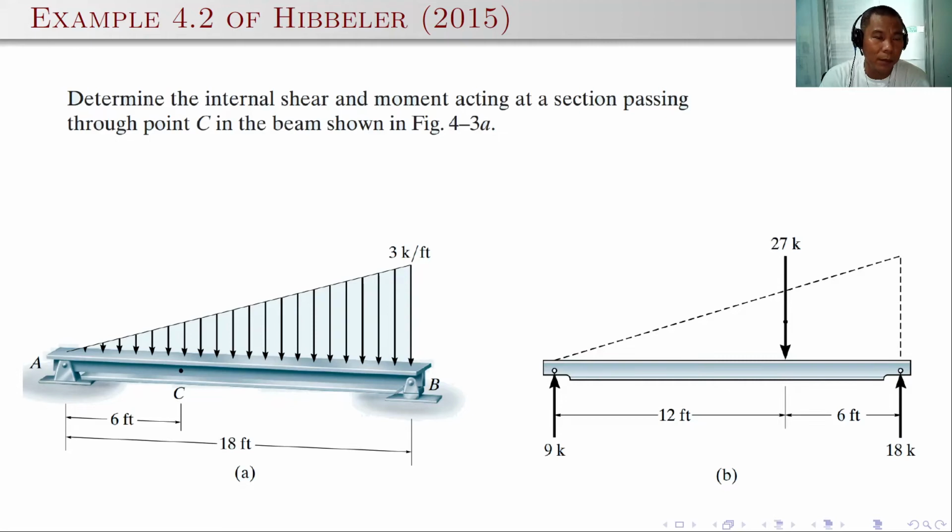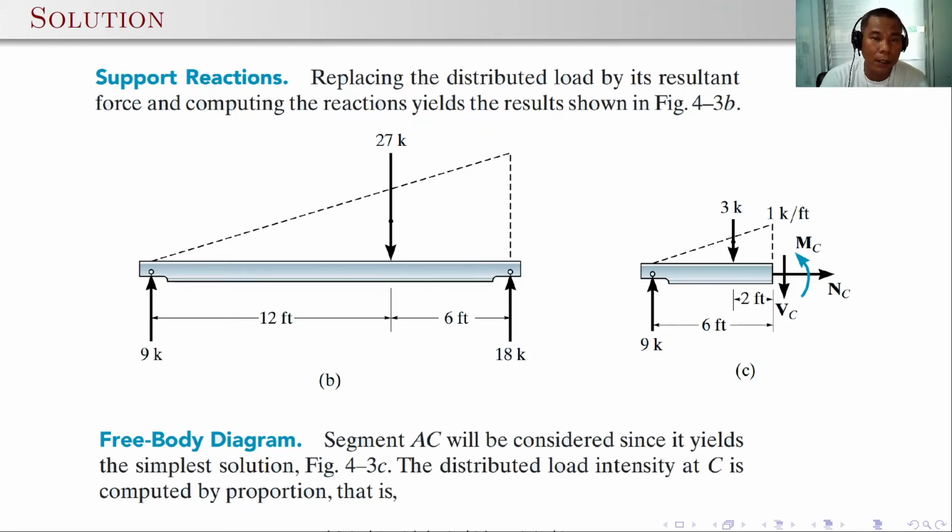Another example, we have to determine the internal shear and moment acting at a section passing through point C in the beam shown. Here we have a triangular loading, so we need to compute the reactions again for this particular beam. The support reactions can be directly computed by using the equations of equilibrium, summing up moments here or here, and computing the different reactions. After that we can cut the beam at point C.